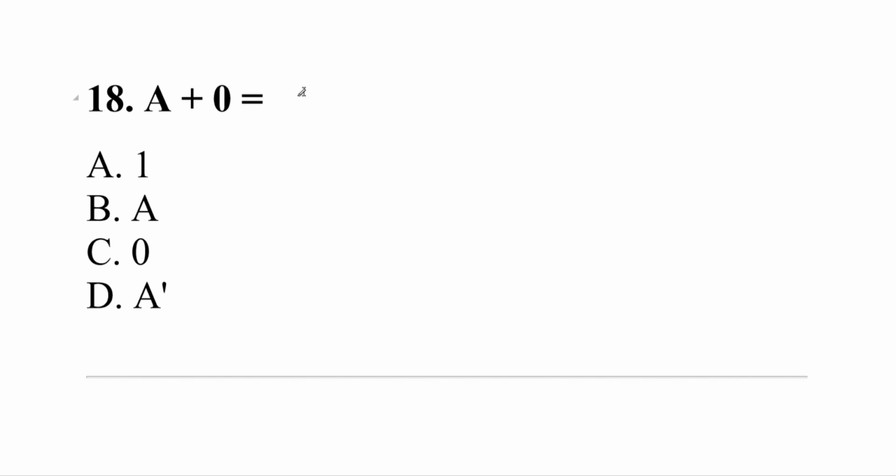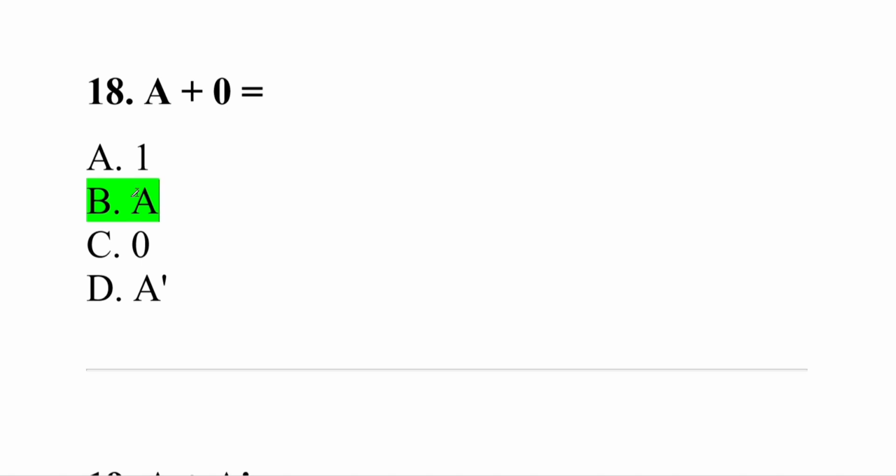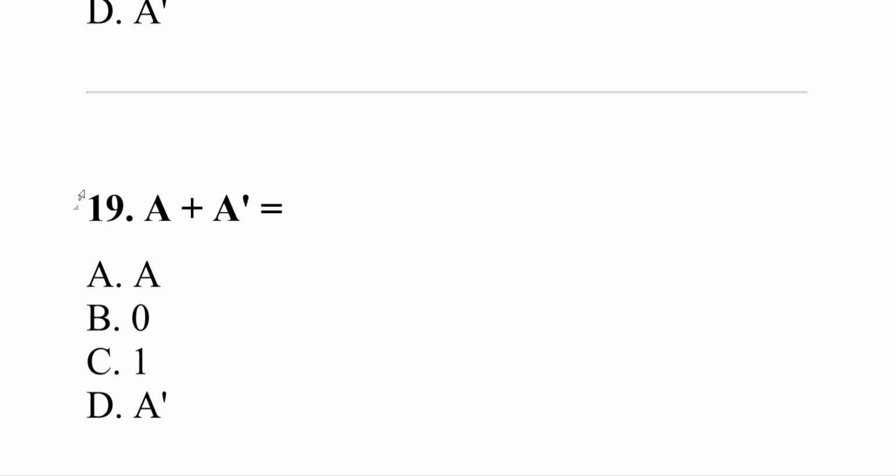A plus 0 equals to what? Option A 1, B A, C 0, D A inverse, and the correct answer is option number B, that is A. Means A plus 0 equals to A.